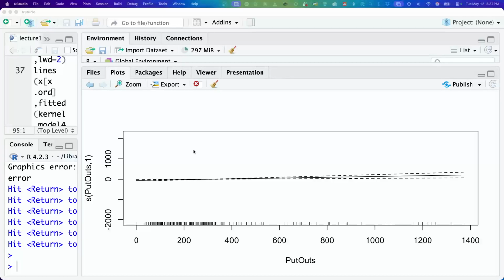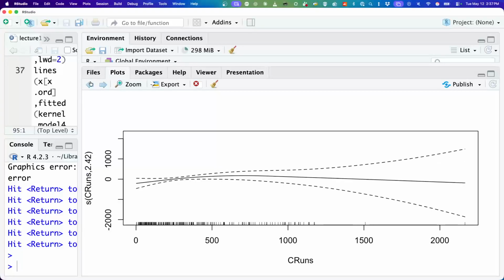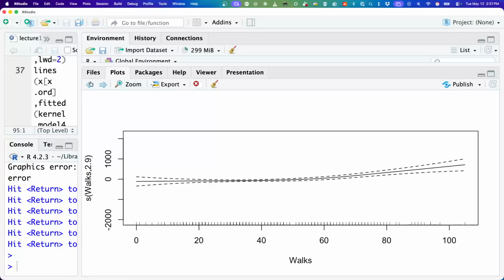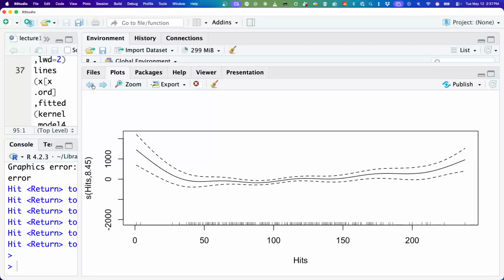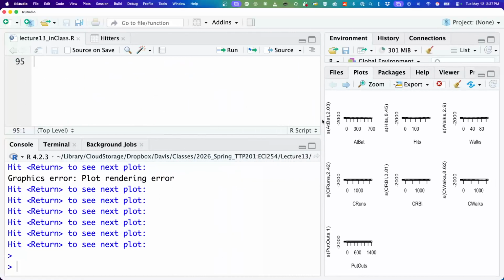Okay, and so if I were to pick a particular x point, or a particular row of data corresponding to one player, they'll have a putouts number, a CWalks number, a CRBI, and so on. I could go back in, figure out where I am on my fit curve, add it all up, and then you would get our final salary, right?